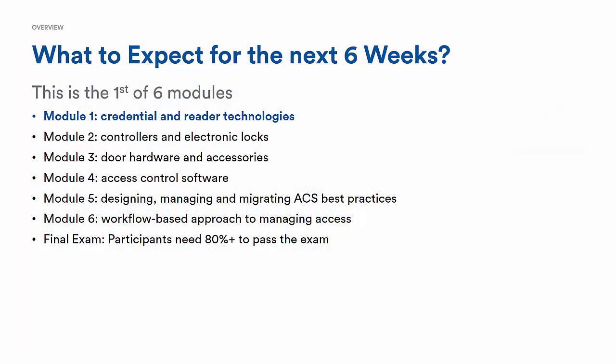So what to expect over the next 6 weeks? We have a lot of content to cover throughout this crash course. It's been divided into 6 modules. Modules 1 to 4 are for the more beginner system integrators. It covers a good foundation of credential technology, controllers and electronic locks, other door hardware and accessories, and finally we touch on access control software. Eventually, we get into more advanced topics like designing, managing, and migrating access control best practices, along with a workflow-based approach to managing access. So we try to cater to all ends of the spectrum.